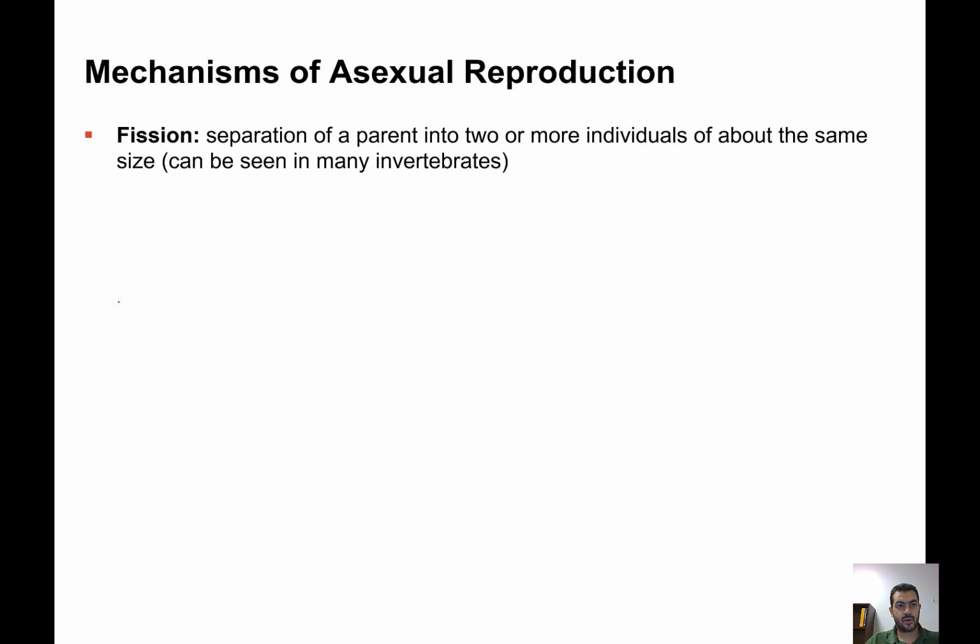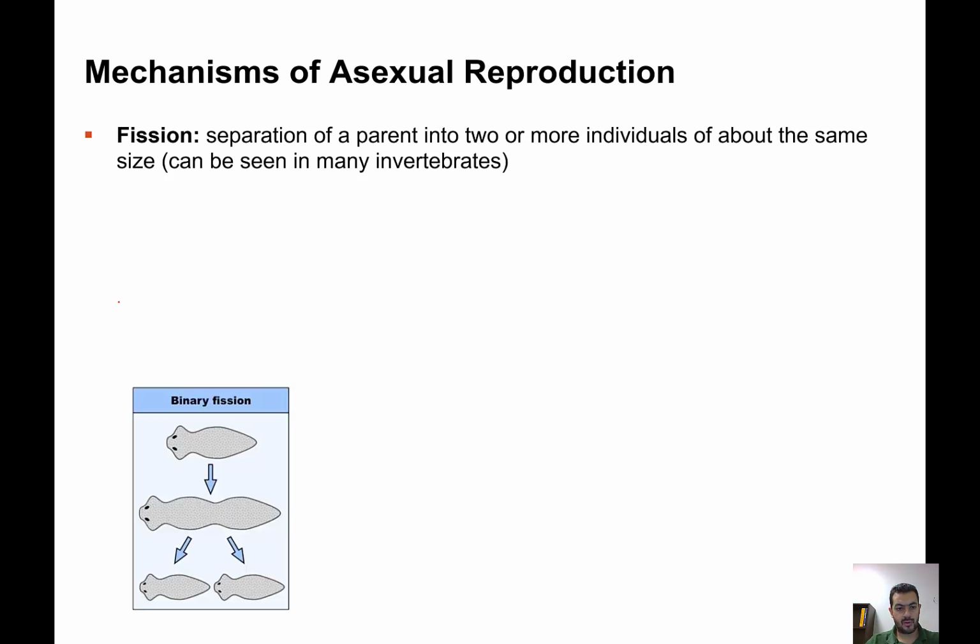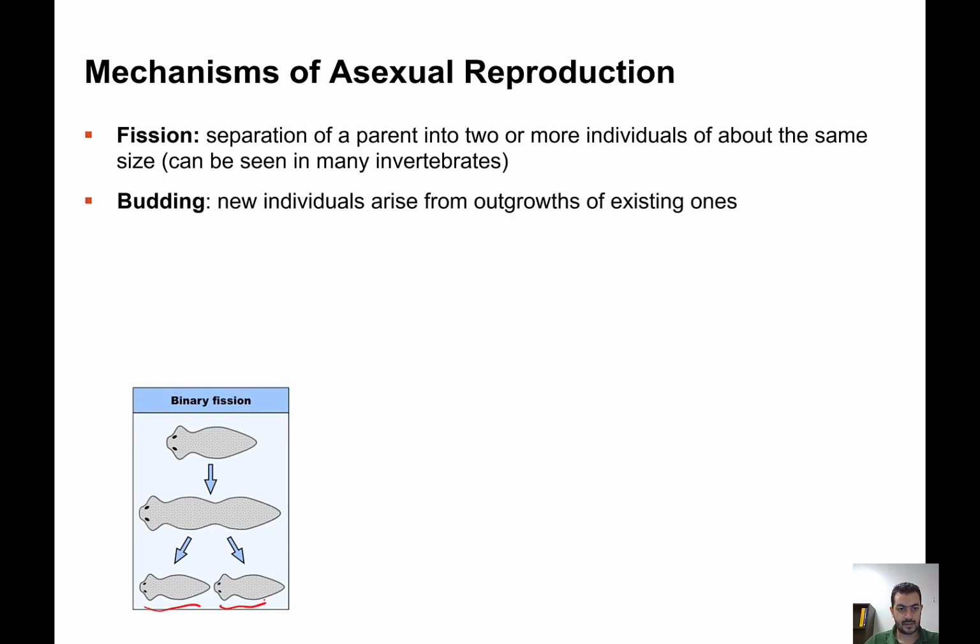When we cover the mechanisms of asexual reproduction, we'll find the first one is fission. Fission is separation of a parent into two or more individuals of about the same size, and this can be seen in many invertebrates. So for example, here this flatworm is dividing into two individuals, and as you see, they are more or less of the same size.